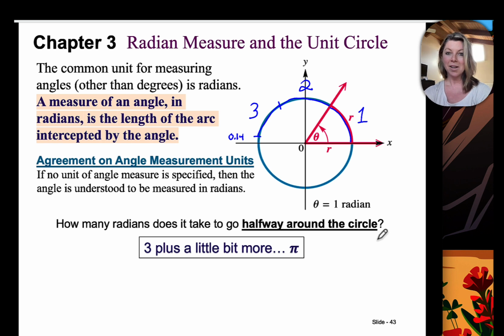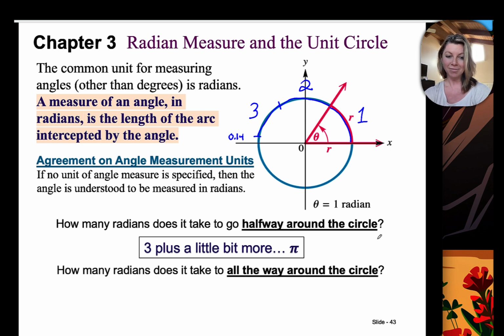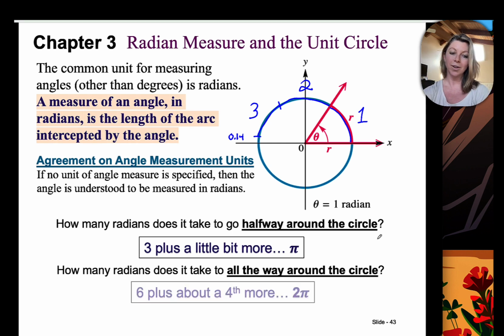All right, pause the video and try the second question. Welcome back. If you came up with 2 pi or 6.28 or 6 plus about a fourth more, then you got it right. Nice job.